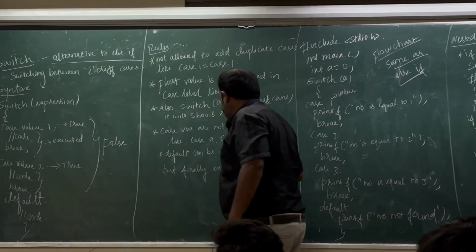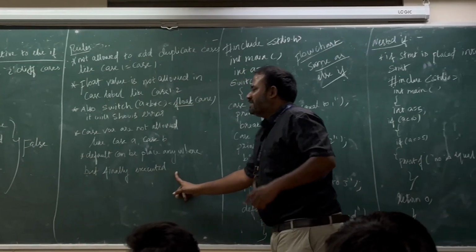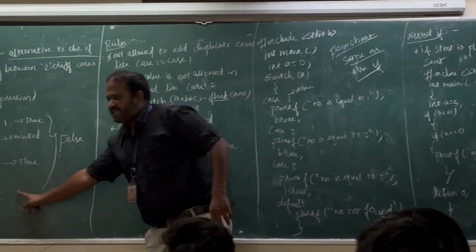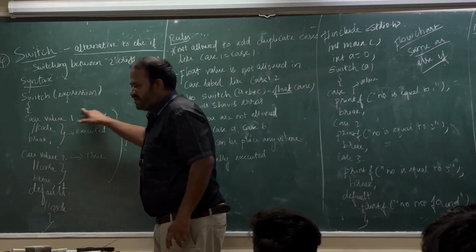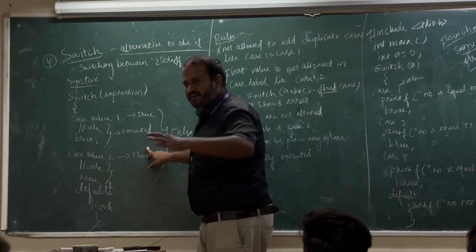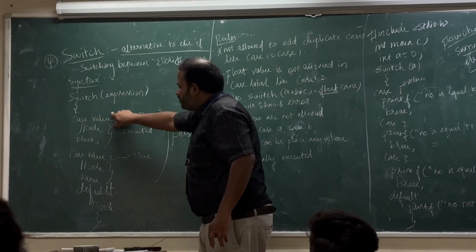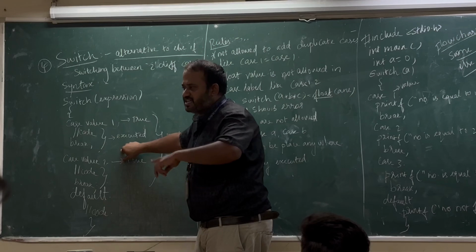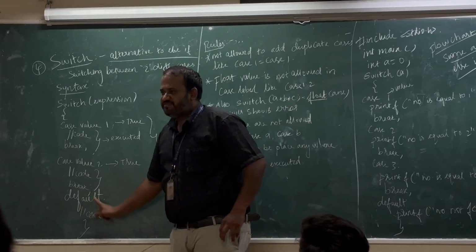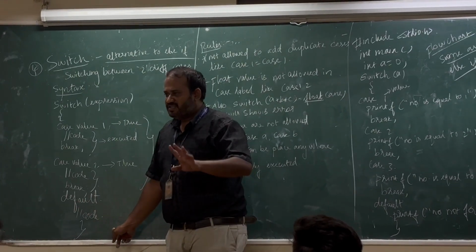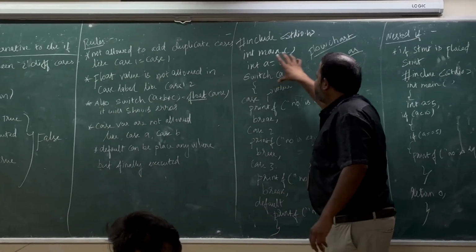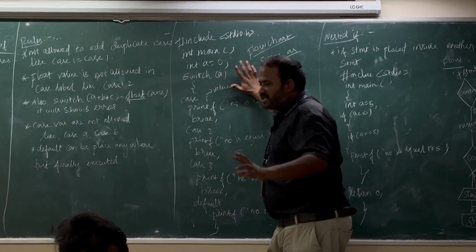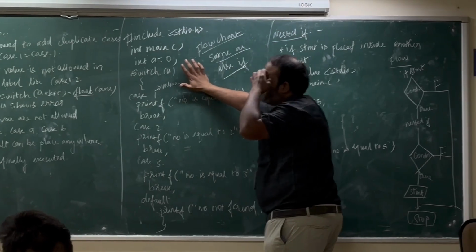So this is the fourth rule. And the fifth one: the default can be placed anywhere. I can place it here or here, but wherever we place it, it will go condition by condition, and finally, if the condition is false, it will print the default. So these are all five rules before making a switch statement. Now let's come to an example.